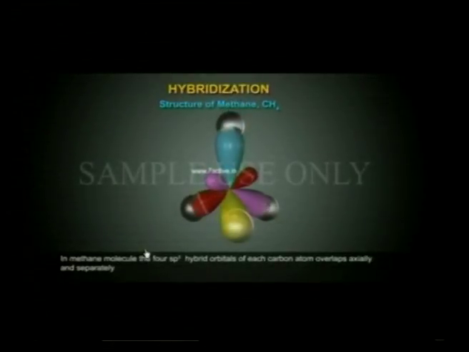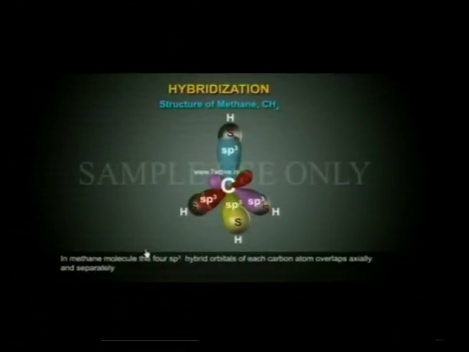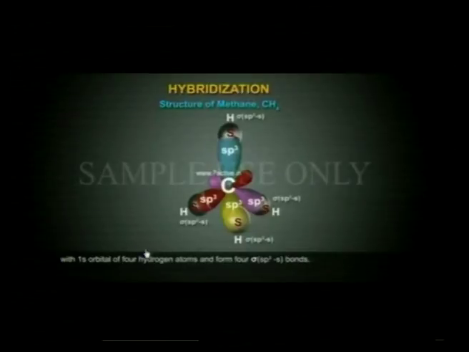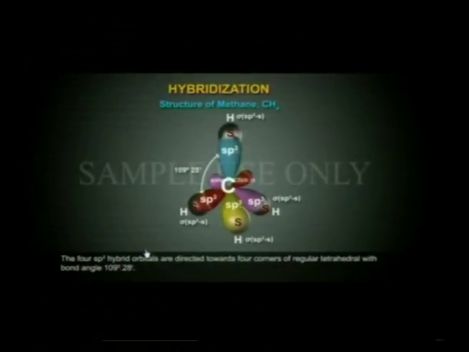And friends, see this video clipping on sp3 hybridization. Here now we are taking the methane molecule. The central atom is carbon, and in this process we get 4 hybrid orbitals. And the 4 sp3 hybrid orbitals are directed towards 4 corners of a regular tetrahedron. Therefore, the shape of the methane molecule is tetrahedral. Are you observing the shape of this methane? Yes? Okay.